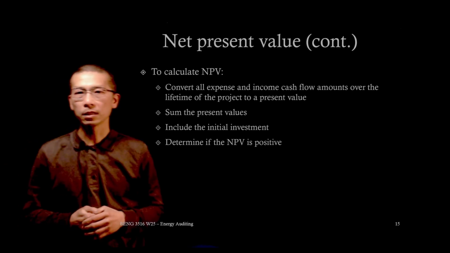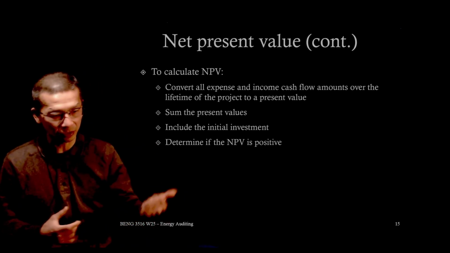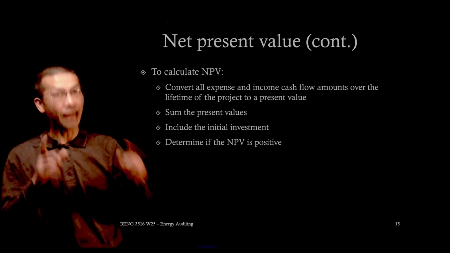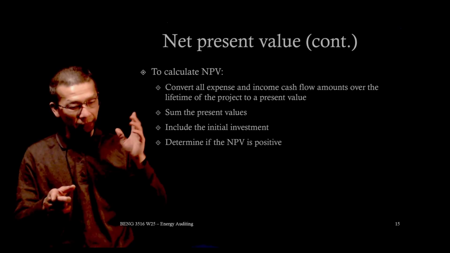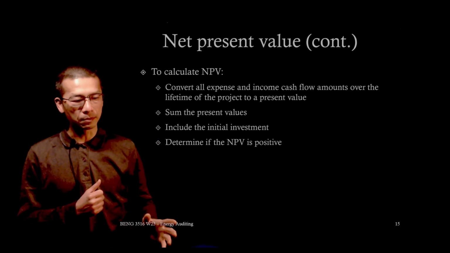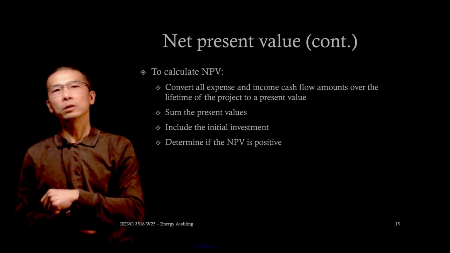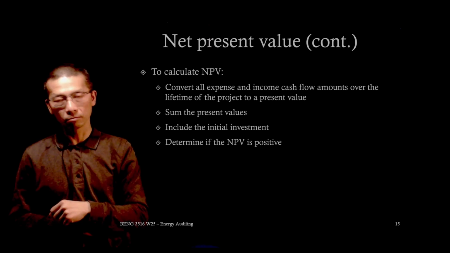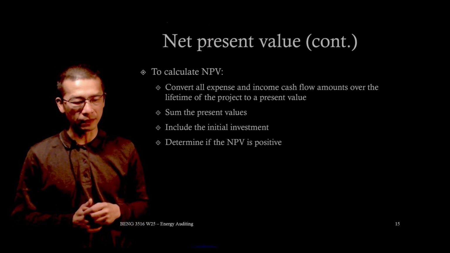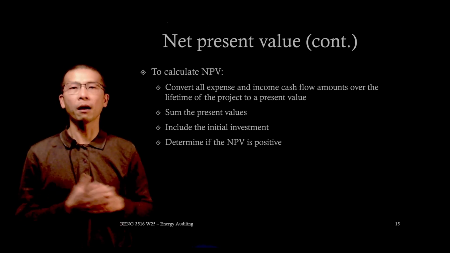So here are the steps for determining net present value. You convert all the expenses and incomes, basically the cash flow diagram that we saw earlier, right? You have income and expenses. You convert the cash flow amount over the whole lifetime of the project to a present value. Sum the present values, include the initial investment, and then determine if the net present value is positive.